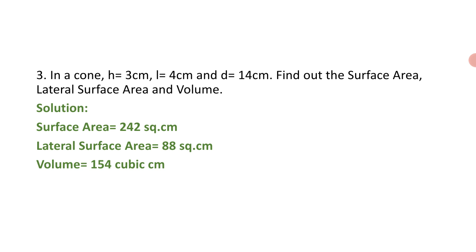Then volume of the cone. We know that volume of the cone is 1 by 3 pi r square h cubic units. So we can apply the height 3 cm, then radius 7 cm from the diameter 14 cm. We can find the radius 7 cm and we can apply. We get 154 cubic centimeter.